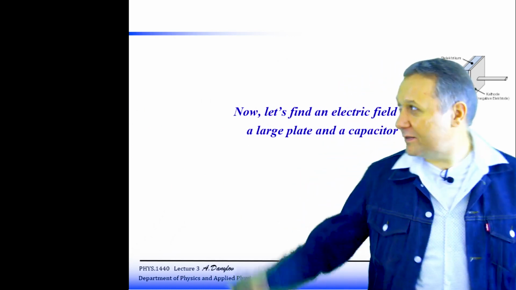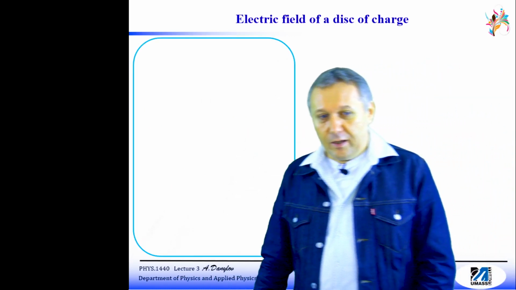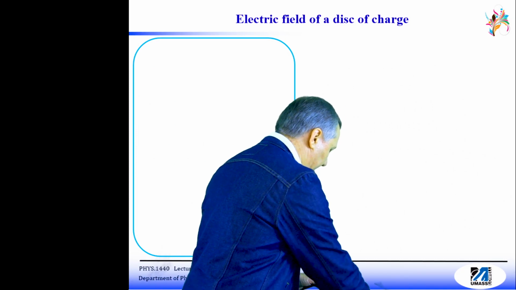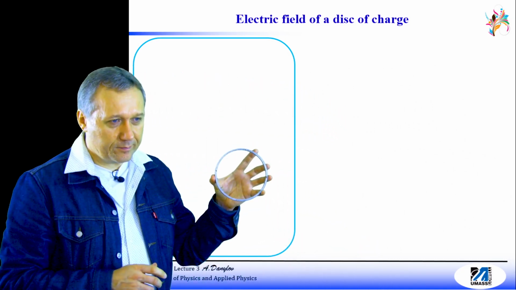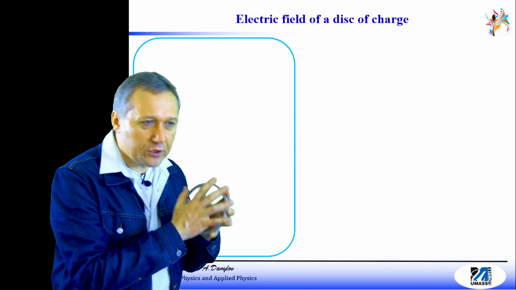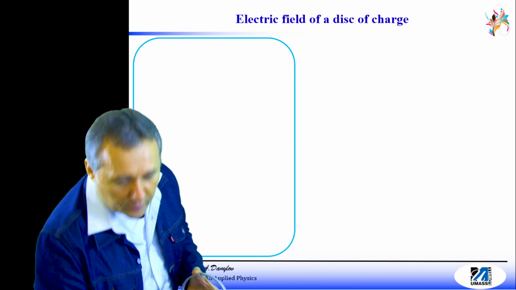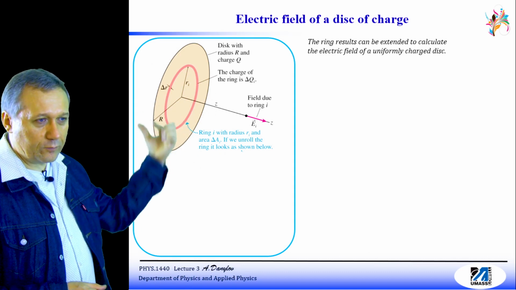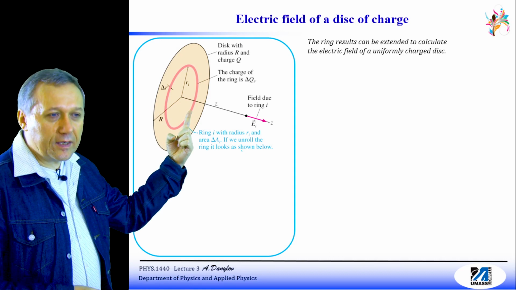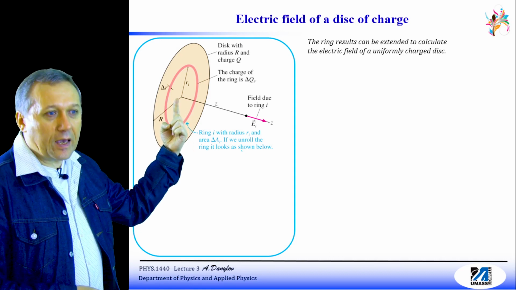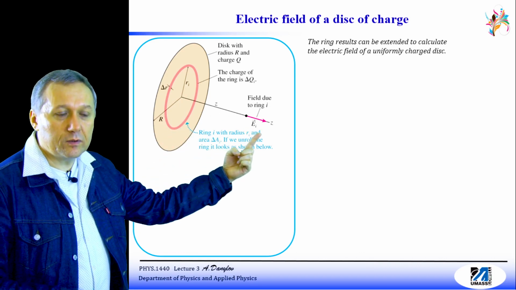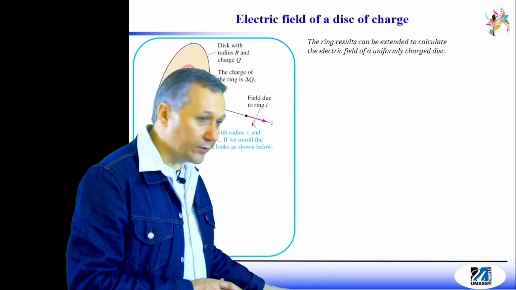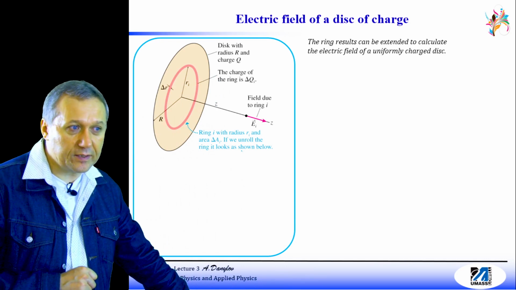Now let's move on with the results which we just derived. What if, instead of a ring, we have a uniformly charged disk, and we have the same question: find the value of the electric field at the distance z from the center of the disk? Again, you see the difference? We solved the problem about finding the electric field created by the ring, but now it's a question about finding the electric field created by the disk.